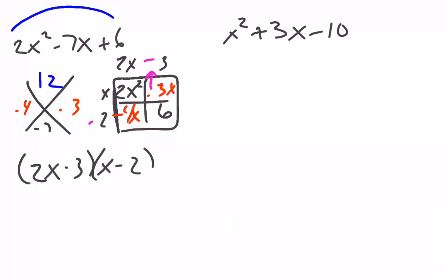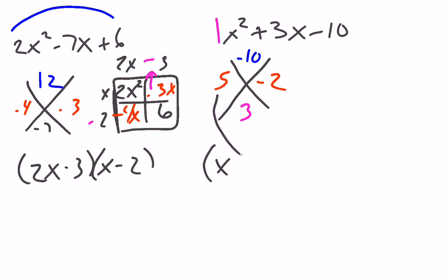Now the next one I can do x box, but it's actually more effort than it's worth. I can just do the x because my leading coefficient is a 1. So in this problem we're asking what multiplies to negative 10 and adds to positive 3. Well, that would be 5 and negative 2. So we bring those down. x plus 5 times x minus 2.